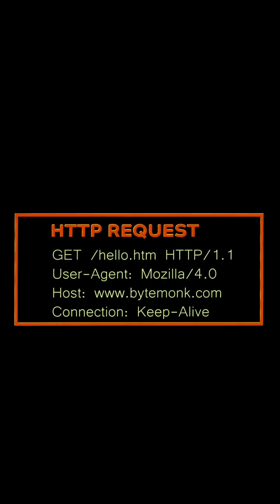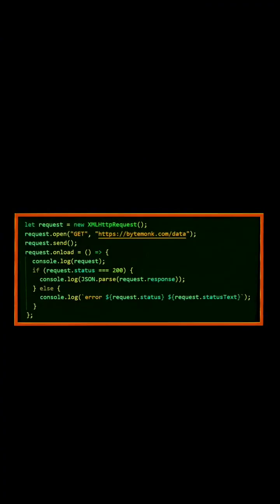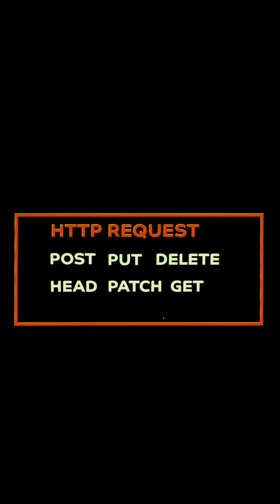Here is an example of a sample HTTP GET request which a client can send to a server, where one machine is sending a GET request and the server is responding with an HTML file. As you can see, a simple HTTP GET request contains various parts. Here's a simplified example of how you would code GET requests in JavaScript. Just like GET requests, there are other types of HTTP requests such as POST, PUT, DELETE, HEAD, PATCH, and so on. On the internet today, the GET and POST methods are the ones most commonly used.